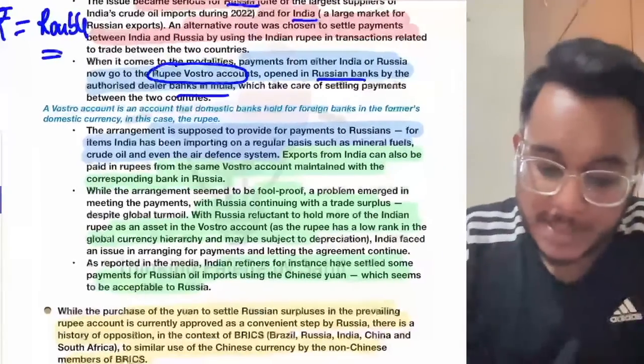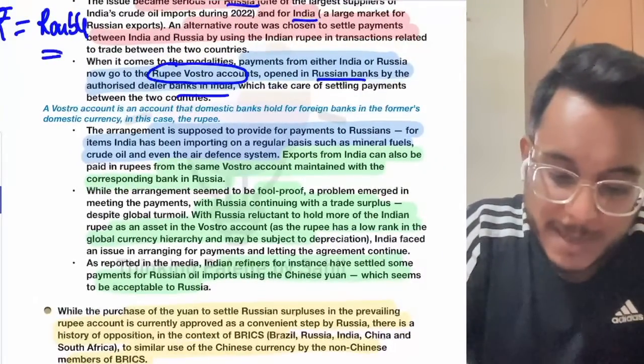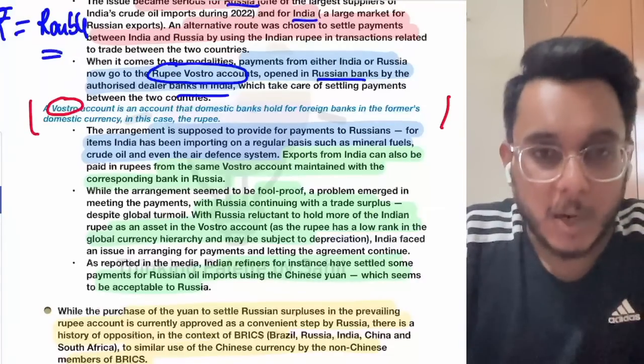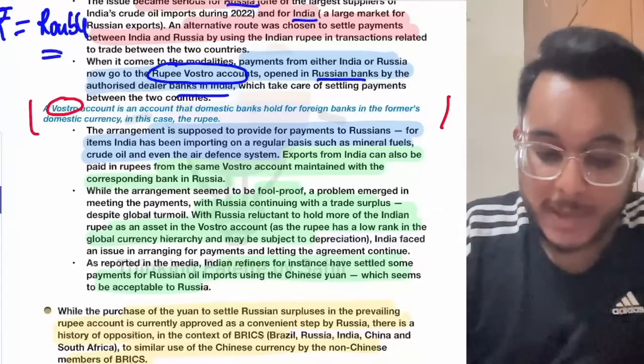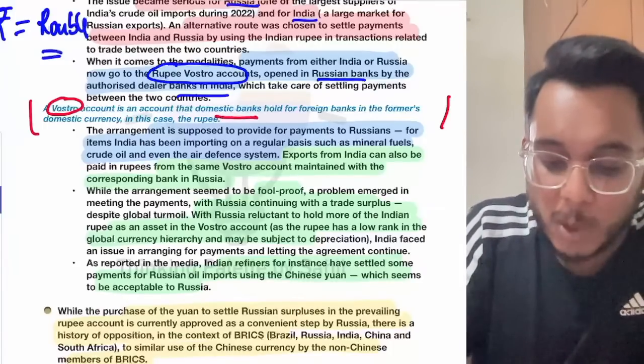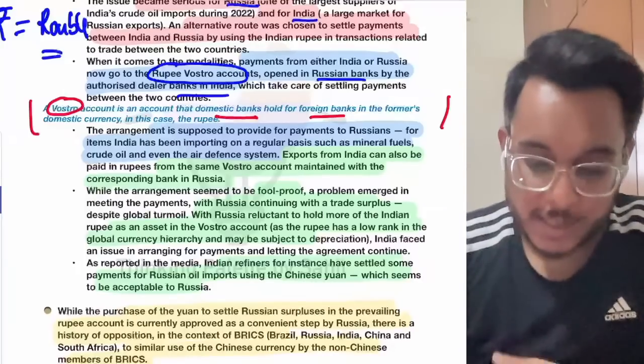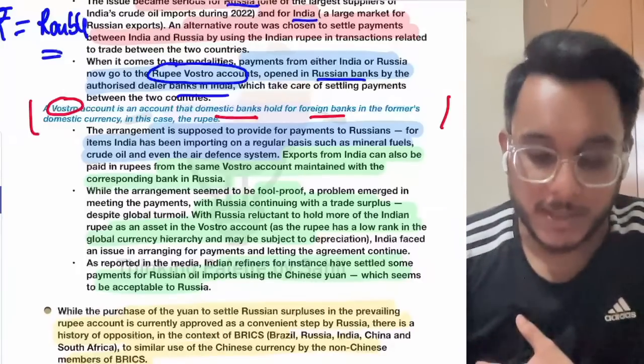Now, this is something that happened. This arrangement was and will be carried through the Vostro account. Okay. So these are the specialized accounts. Fine. So what is a Vostro account? It is an account that a domestic bank will hold for a foreign bank. An Indian bank will hold for a foreign bank, that is a Russian bank. And in that, the money will be deposited.